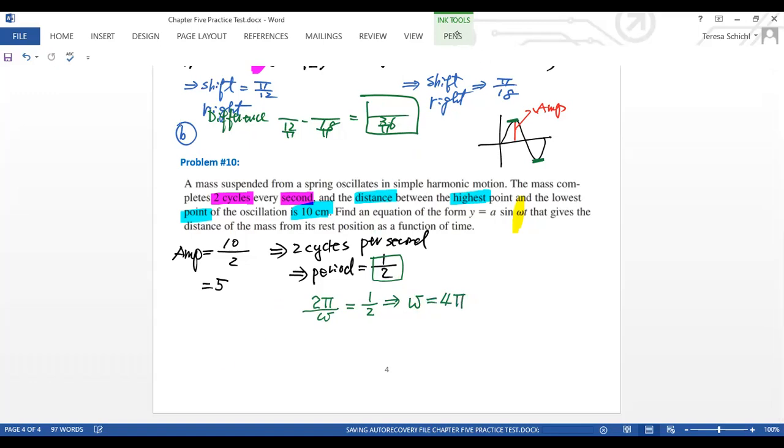All right, so now I can write my function. So y equals 5 sine 4 pi t. That will be my periodic function here.